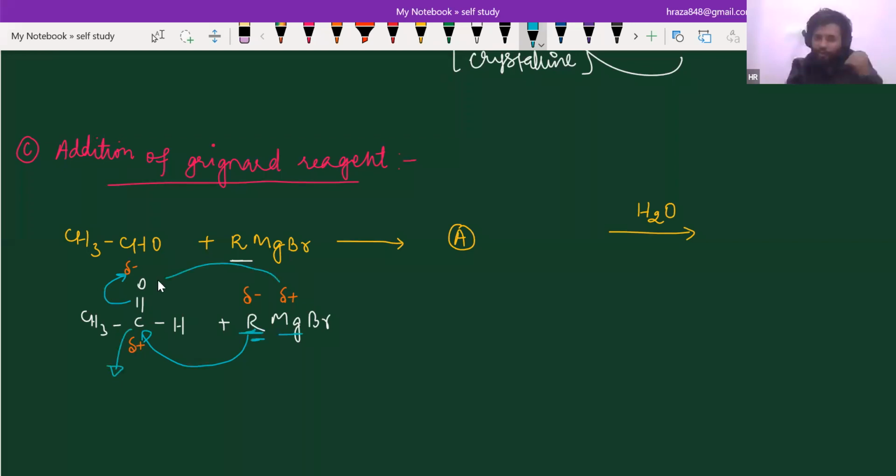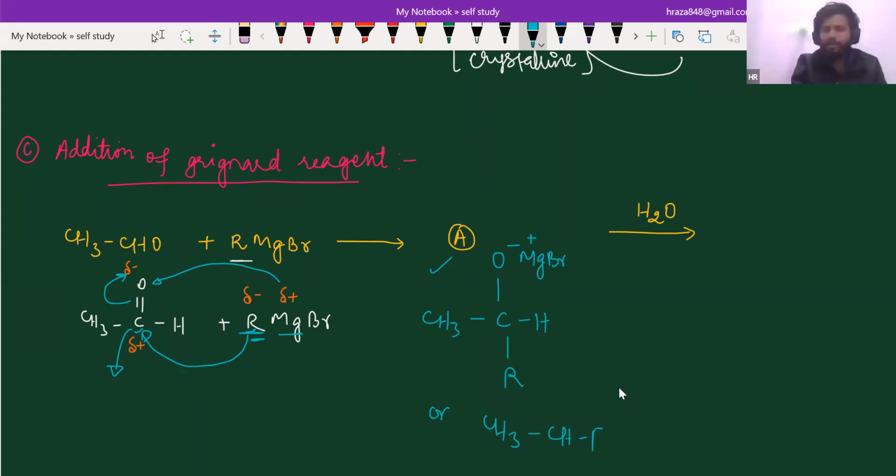I'm going to write CH3 first, and then there is O negative, and MgBr will go to O. Now you can see this C has already H, and this R will go to this. So can I write this in a more ordered way like this: CH and then R, O minus Mg plus Br. So this is what we can call an adduct or intermediate. We can call it intermediate.